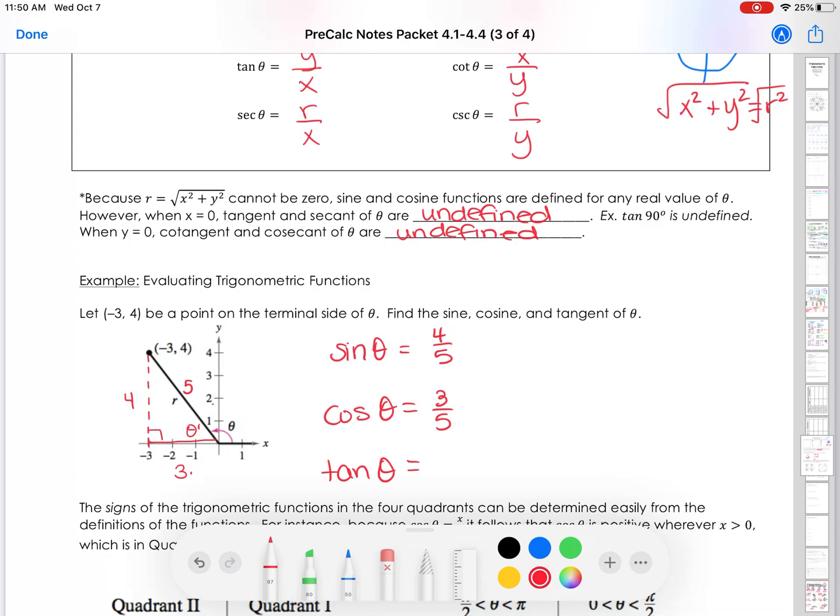And our tangent is going to be opposite over adjacent, so 4 over 3. So the last thing I want to double check is, should it be positive or should it be negative? Now, remember we talked about the other day, all students take calculus. We are in quadrant 2, so that means only sine should be positive in quadrant 2. So sine is positive, but that means cosine and tangent will both be negative, which should make sense seeing as this 3 is negative, right?